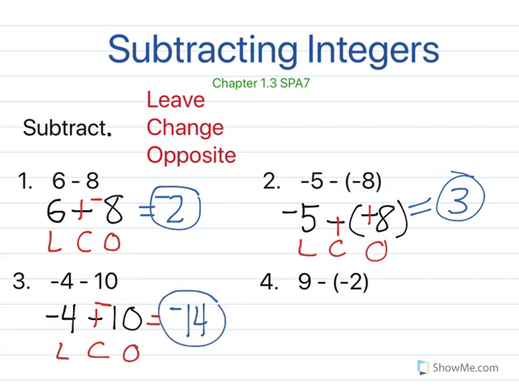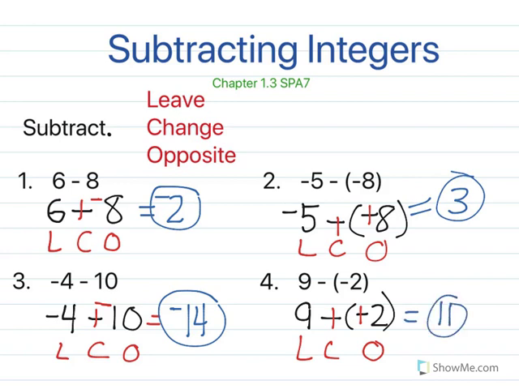And then our final problem here, again, we have 9 minus negative 2. So I'm going to leave the 9 alone. I'm going to change the subtraction to addition. I'm going to take the opposite of negative 2, which is positive 2. And then the result is 9 plus 2, which is 11. And so this is how you would take on subtraction problems when we're looking at just two integers being subtracted, or one integer being subtracted from another integer.